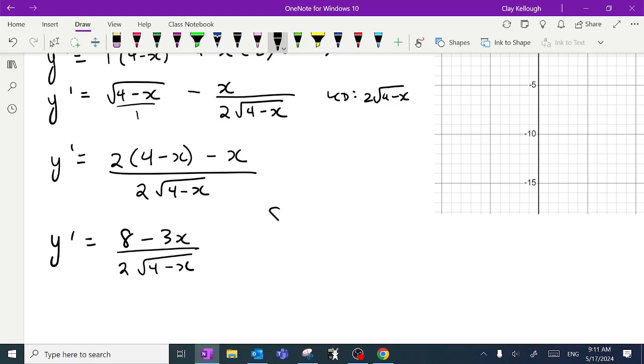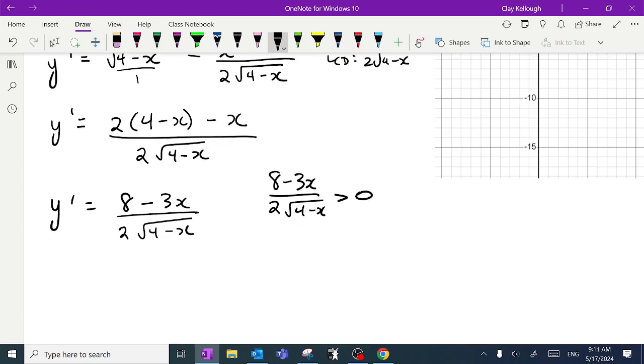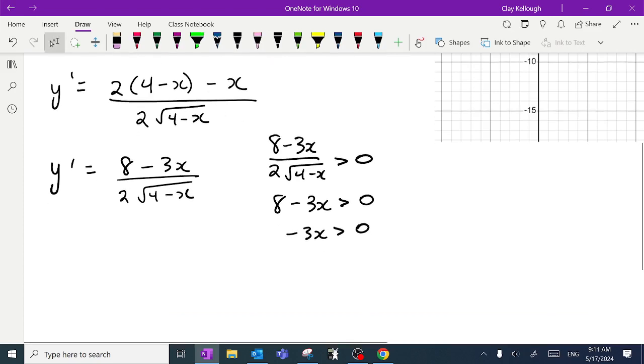So when is this greater than 0? Oh, well, I'll just do algebra with that. I'll times both sides of the equation by this denominator, and I get this. So negative 3x is greater than 0. And then remember, we talked about this the other day. Remember, we talked about this the other day.